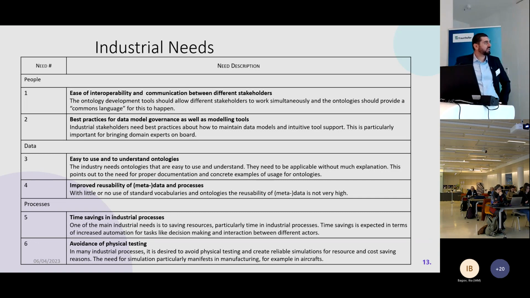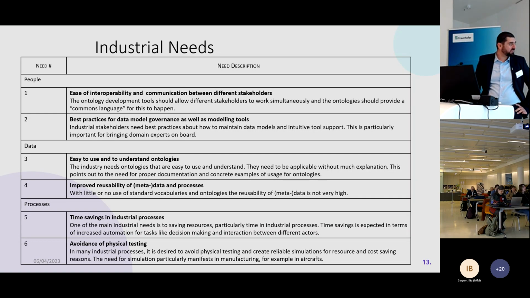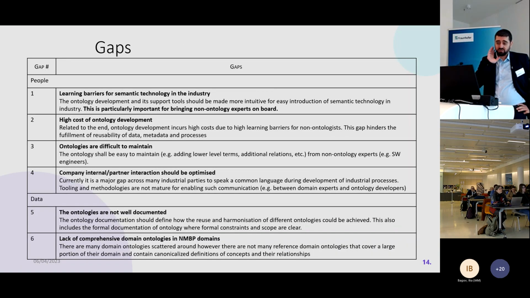In terms of data, there is a need regarding easy use and understanding of ontologies, and also improving the reusability of metadata and processes. In terms of process, the need is to have time saving in industrial processes, because this is an objective in industry, but we'll see later that the gap is also there regarding ontologies. Also, avoidance of physical testing. In many industrial processes, it's desired to avoid physical testing and go with simulation, and this is another need highlighted.